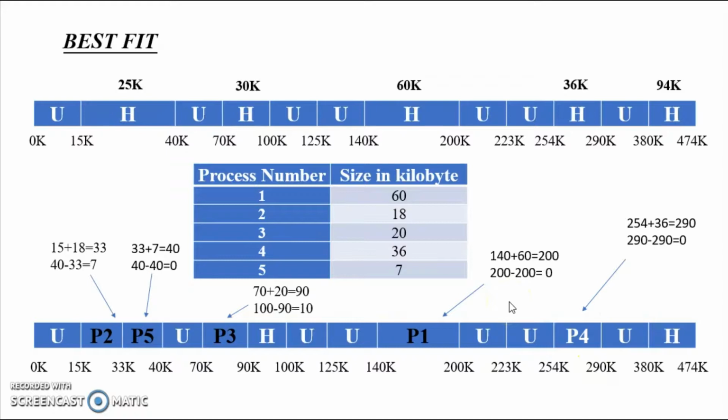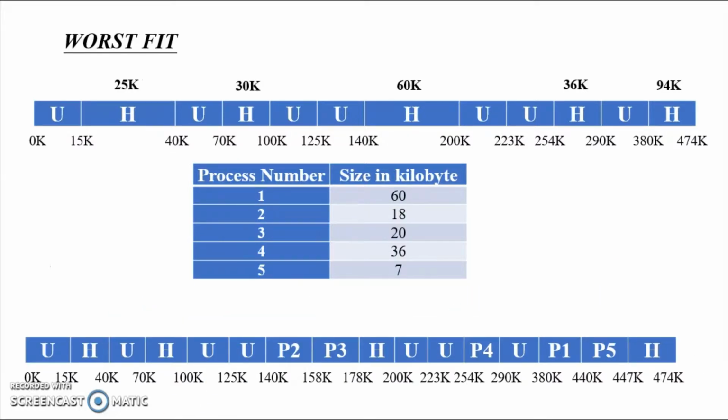So we go on to process number 5. Process number 5, the size in kilobytes is only 7, and we go to the first hole. The first hole has just 7 kilobytes left, so it is matched for the 5th process. So we place our 5th process in the first hole after process 2. So we end our best fit part.